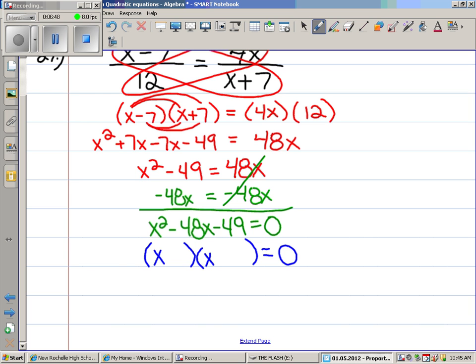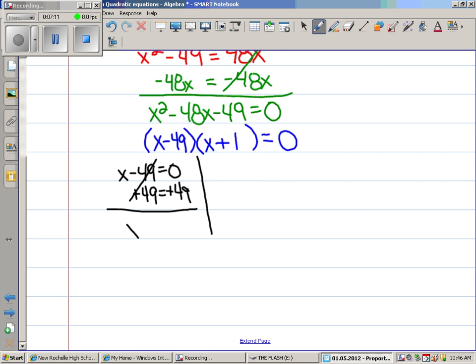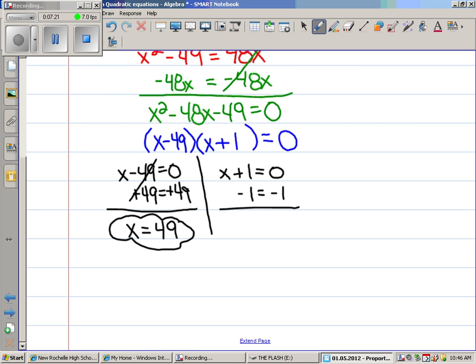Yes, very nice. You're so smart, Jess. Minus 49, we're going to do plus 1. And then we're just going to solve it, just like we've been doing. x minus 49 equals 0. We're going to add 49 to both sides. x equals 49. There you go. That's one of them. And then we're going to do x plus 1 equals 0. We're going to subtract 1. Subtract 1. x equals negative 1.